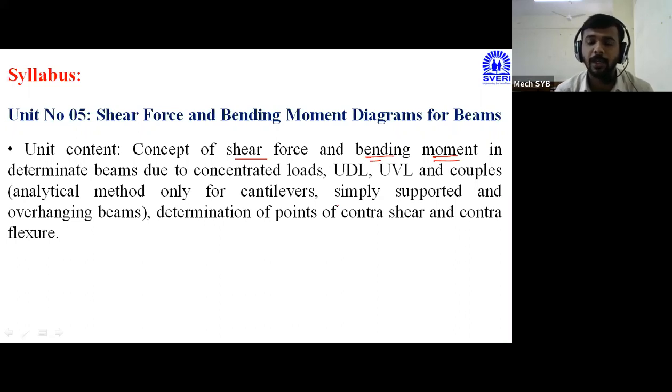But before starting the numericals, it is necessary to understand the basic definition of shear force, the basic definition of bending moment, and why they develop in the beam structure. In addition to that, what are the different types of beams?